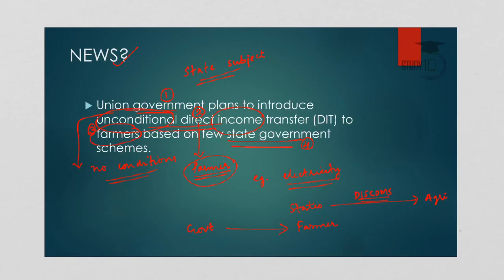And now the proposal or the plan of the union government to introduce an unconditional direct income transfer is based on a few state government initiatives or schemes. We have seen the example of Rythu Bandhu in the state of Telangana. Also, another example is the KALIA scheme in Orissa. I have made lectures on both this Rythu Bandhu scheme and also the KALIA scheme.